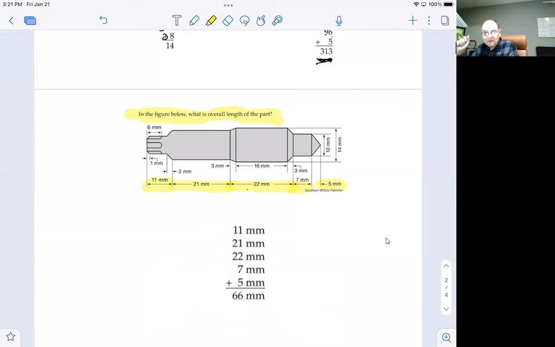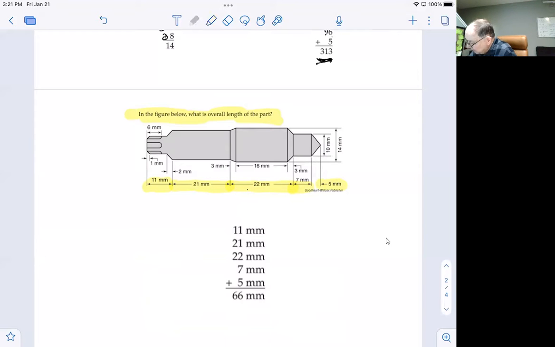Notice the 5 millimeters is not written inside or between the dimension lines. It's written outside. And that's literally because there's just not room to write it in there. So this is a standard way of showing a dimension for two dimension lines that are too close to actually show the dimension inside.